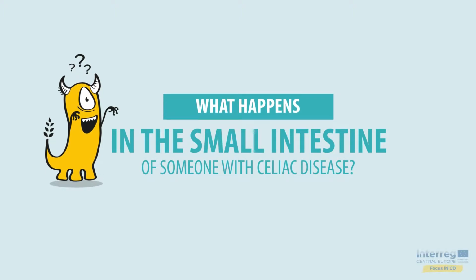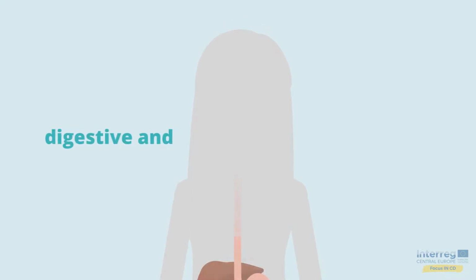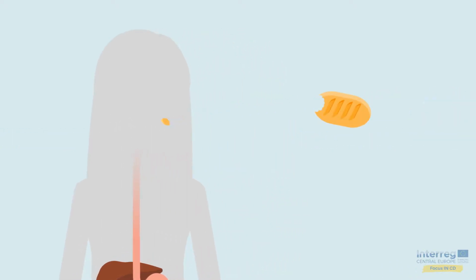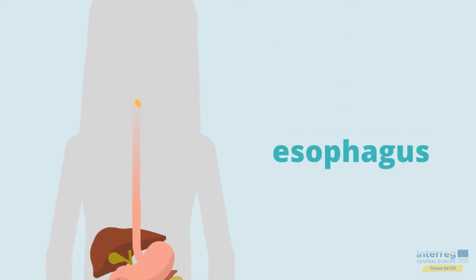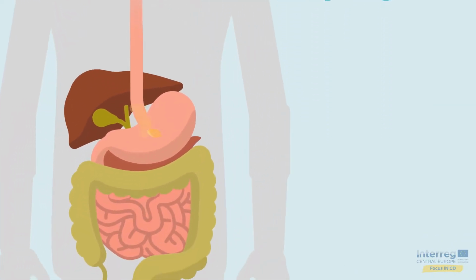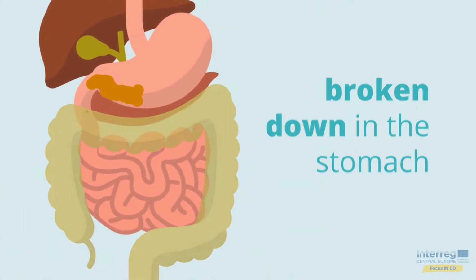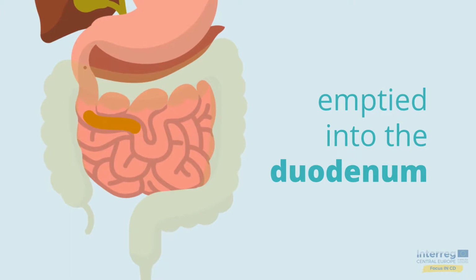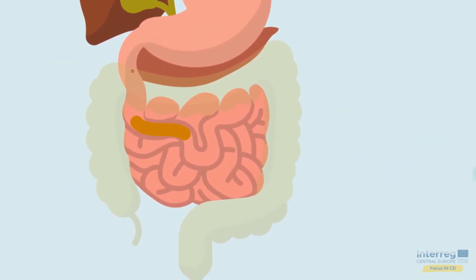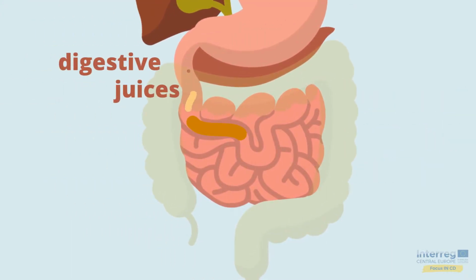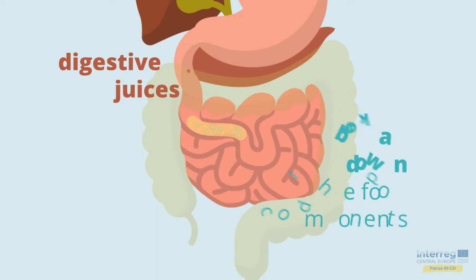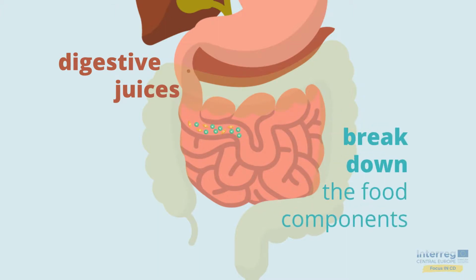To understand what happens in the small intestine of someone with celiac disease, we first have to take a look at our digestive and our immune system. When we eat, the food passes down the esophagus, is broken down in the stomach, and emptied into the upper part of the small intestine called the duodenum. There it's mixed with digestive juices that further break down the food components and the nutrients into small fragments.